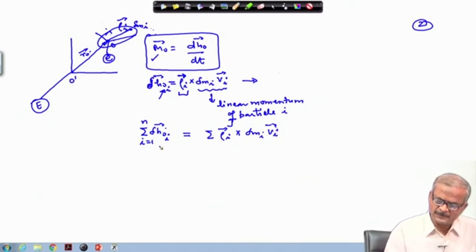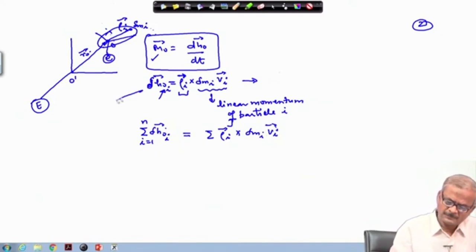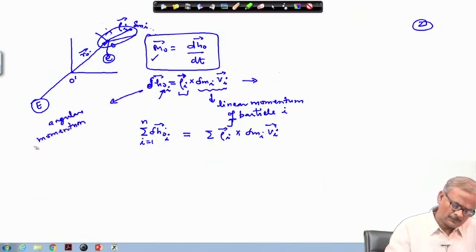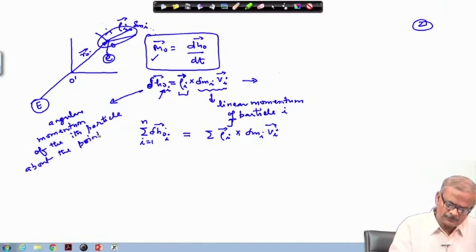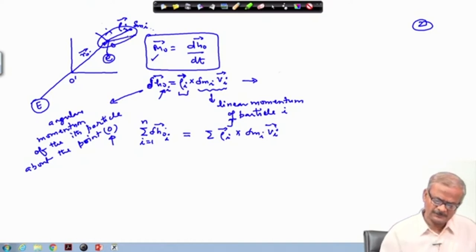So, this is the angular momentum of the ith particle about the point O. Here we have to be careful because we have eliminated this O prime already and we are working in terms of this point.